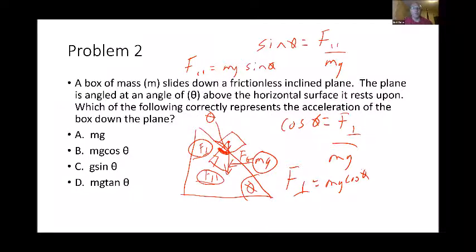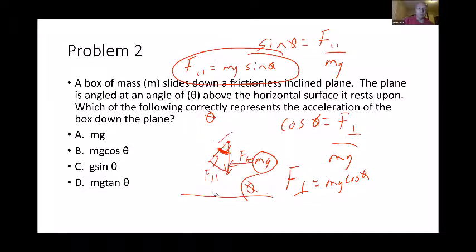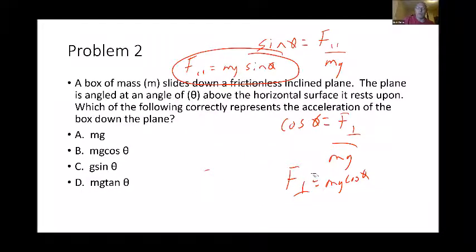Now, here's what's important, though. We're looking for the acceleration down the inclined plane. It tells us there's no friction. Since there's no friction, the only force acting along the inclined plane is this force right here. It's the only force, therefore it's the net force. Since it's the only force acting along the plane, it is the net force acting along the plane, which means we can set that force equal to net force, which is ma.